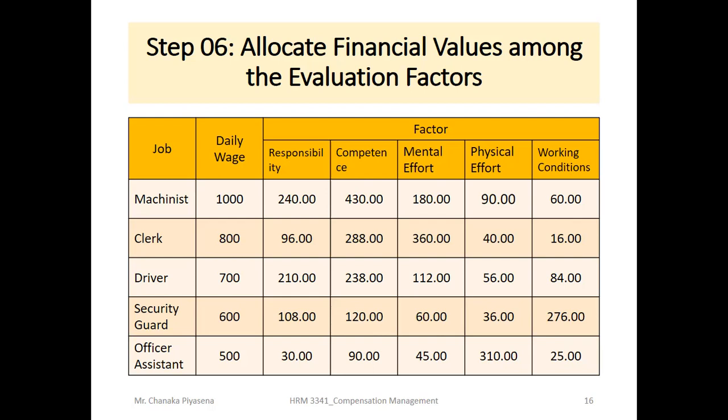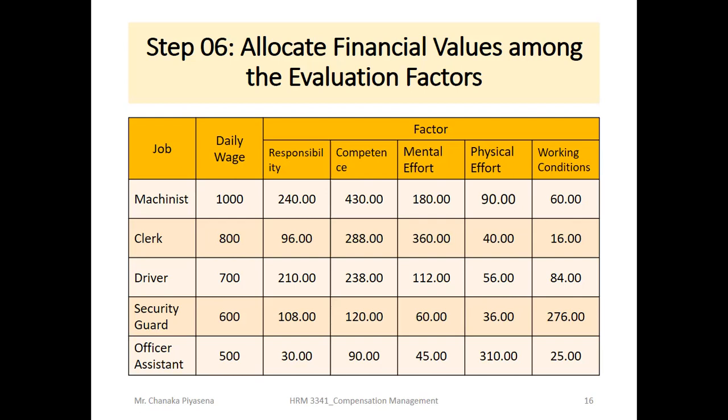$1,000 per machinist. Why do we pay 1,000? 240 for responsibility, 430 for competence, 180 for mental effort, 90 for physical effort, working conditions, 60 rupees. Likewise, altogether we pay 1,000 rupees per day for the machinist.